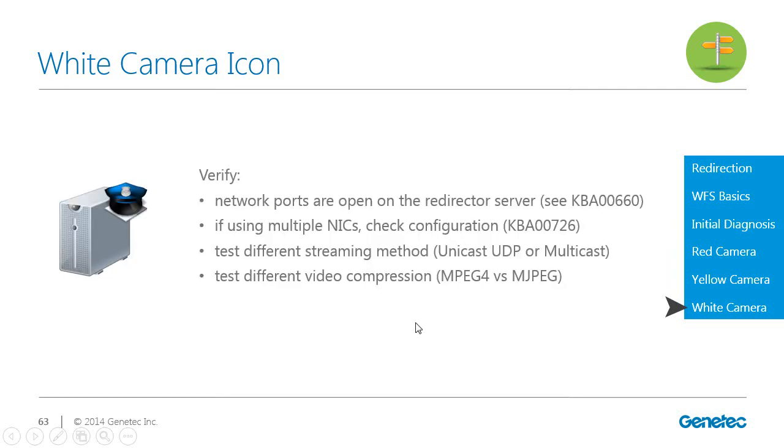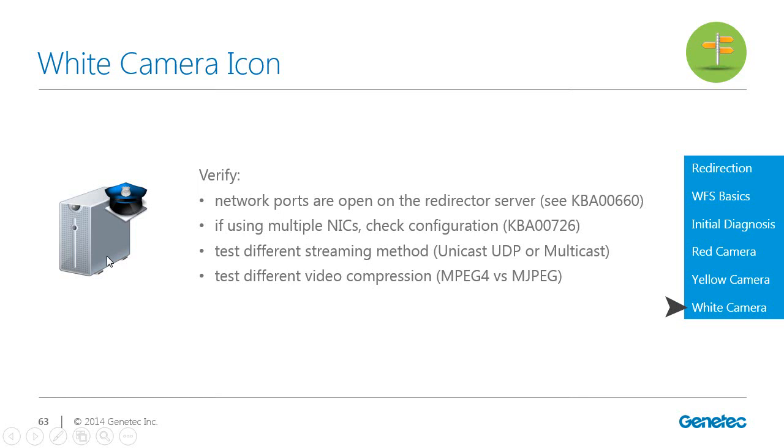The next thing we want to do is take a look at Knowledge Base Article number 660 again, and verify that all the network ports needed by Security Center are open and unblocked on that particular redirector server. Now once we're sure the ports are open, we need to consider if the server is using multiple NICs like we've done before. If it is, take a look at Knowledge Base Article number 726 and make sure that the server is set up to use the multiple NICs correctly.